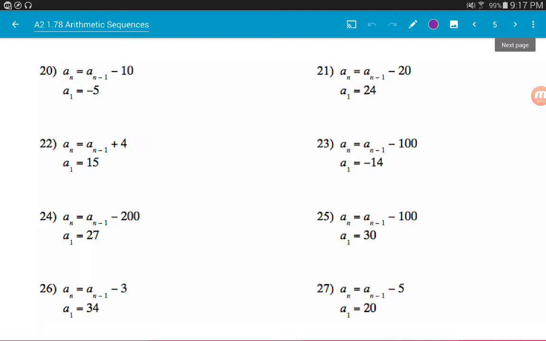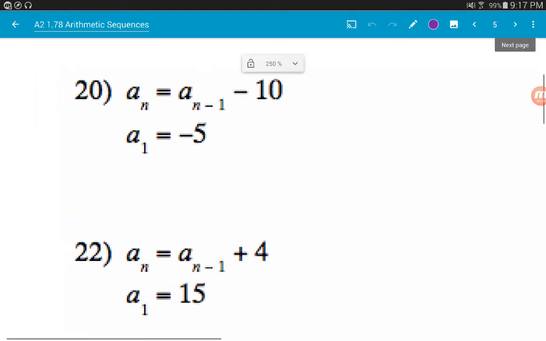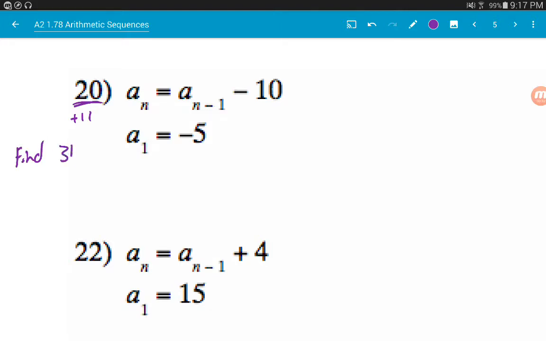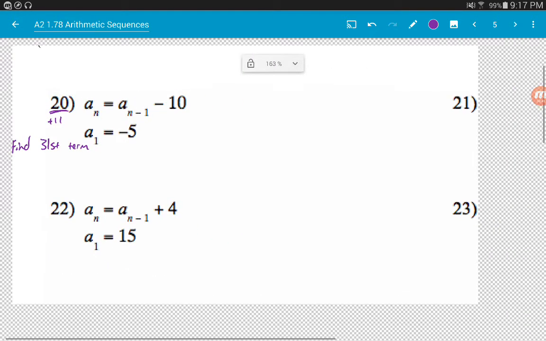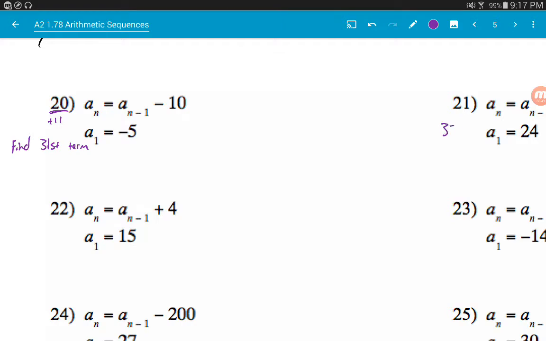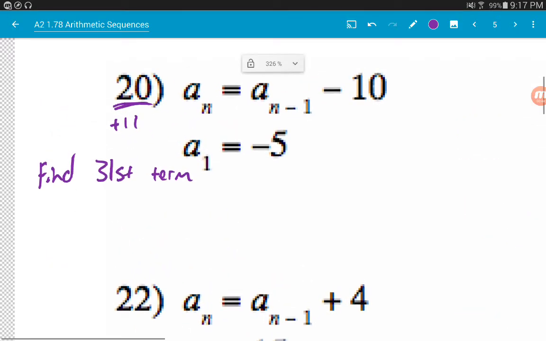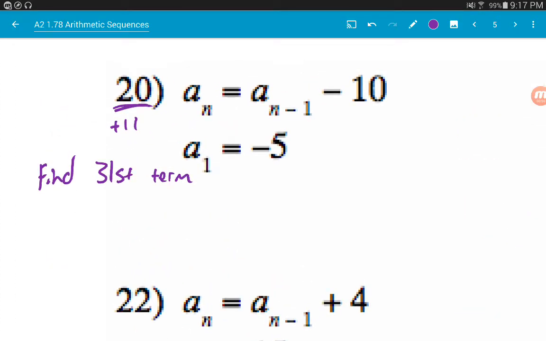So here's the idea for this section. You're going to want to take the question number and add 11. So if I add 11, I get 31, so I'm going to find the 31st term. That means, for instance, number 21, I'd be finding the 32nd term, and so on. Now I'm going to use example number 20 to show you the full process.